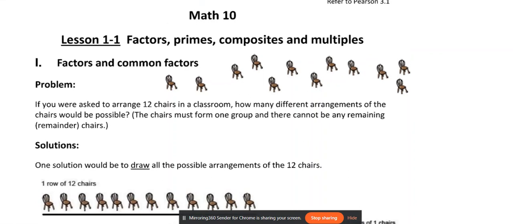Okay, Math 10, lesson 1.1. So factors, primes, composites, and multiples.